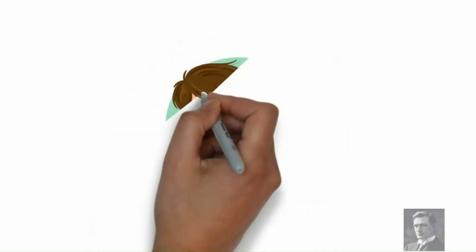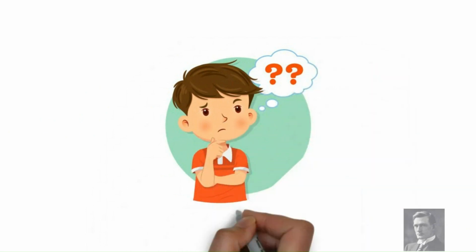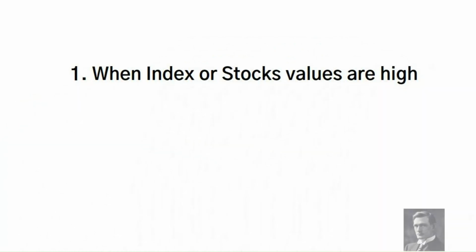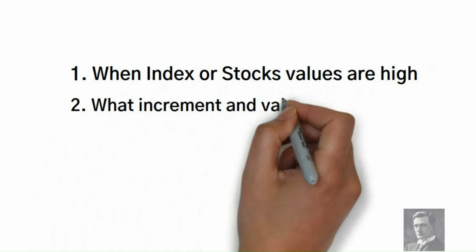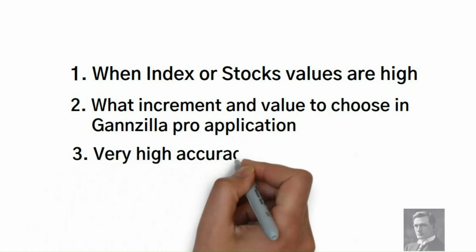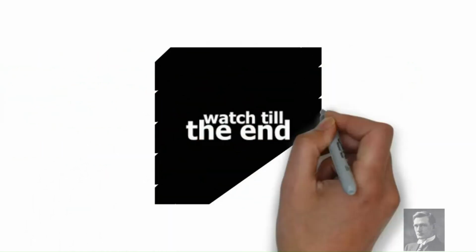Now, why do we need a modified version of the Gann Square of 9? Because we often face problems using the standard Gann Square of 9 when the index or stock values are high, like Bank Nifty has a 5-digit price. We will also discuss what increment and value to choose in the Gannzilla Pro application. And last, the accuracy of this modified version is extremely high. So without wasting much time, let's get started.